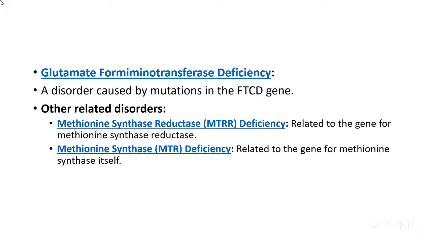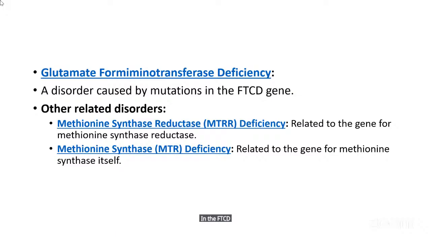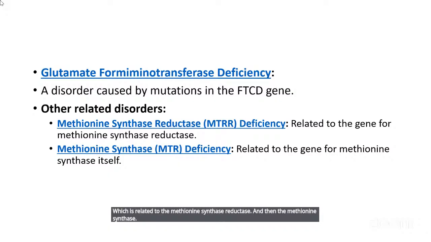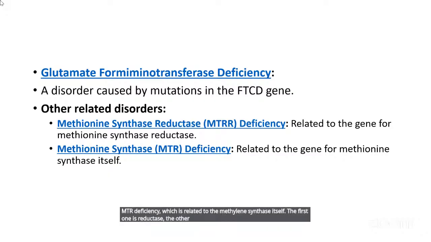Now we have the glutamate formiminotransferase deficiency, a disorder caused by mutations in the FTCD gene. Now, other related disorders, we have the methionine synthase reductase deficiency, which is related to the methionine synthase reductase, and then the methionine synthase MTR deficiency, which is related to the methionine synthase itself. The first one is reductase, the other one is the synthase itself.